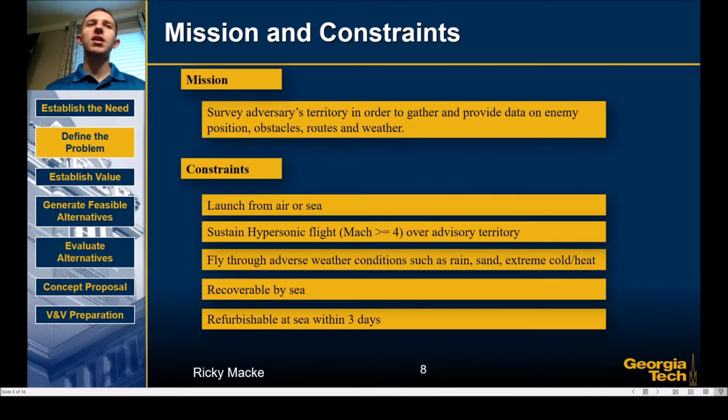The mission of the system itself is to survey an adversary's territory in order to gather and provide any reconnaissance or surveillance data that is required. The constraints on the system are that it must be launchable from air or sea. It must sustain hypersonic flight, so a Mach number of 4 or higher, while it's over an adversary's territory. It must be an all-weather system so that weather does not affect the ability to conduct its operations. It must be recoverable at sea and also refurbishable at sea with a maximum refurbishment time of 3 days so that operations can be continued without returning to an operating base.